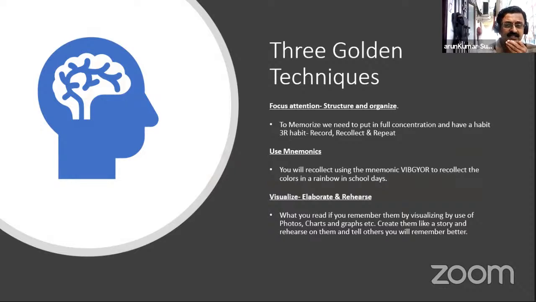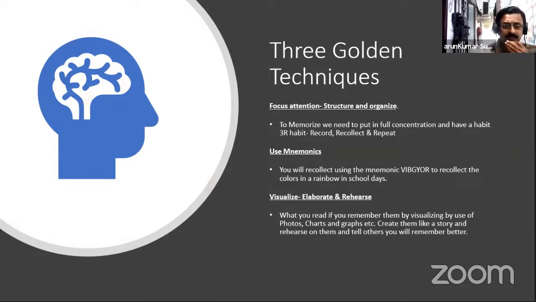So focus, attention. You have to structure and organize to have a long-term memory. That is why you need to remember an acronym, 3R: the habit of recording, recollecting, and repeating. And next, we can use mnemonics to remember important things. For example, in school days, you would have been told about VIBGYOR to remember the colors of a rainbow. V represents violet, I indigo, B blue, G green, Y yellow, O orange, and R red. And lastly, visualize, elaborate and rehearse.